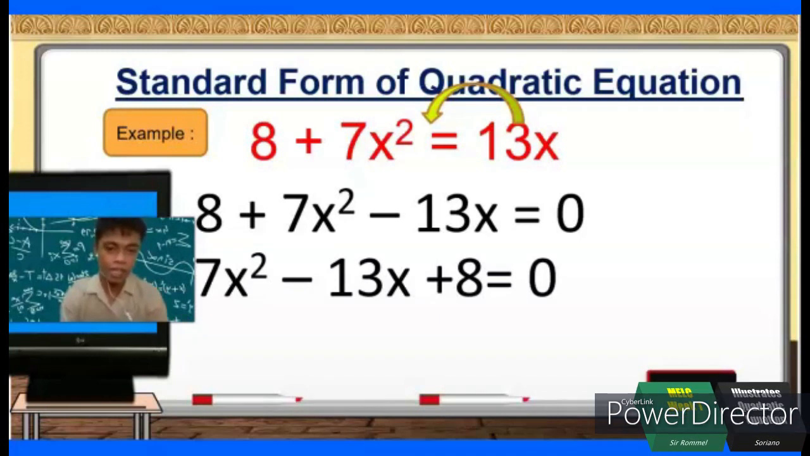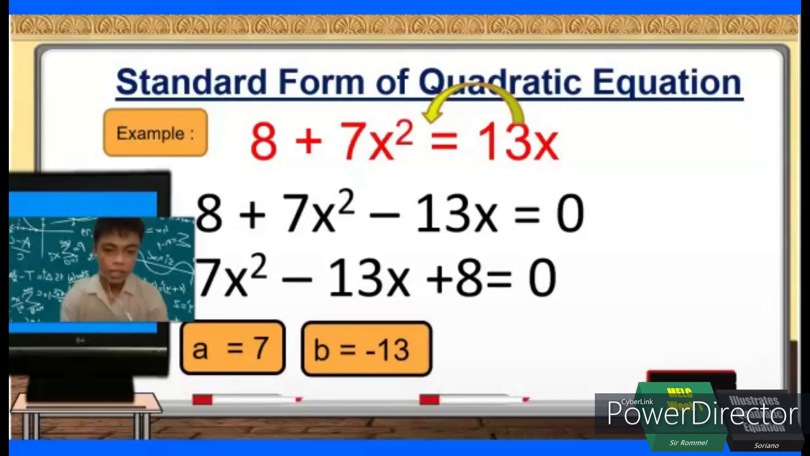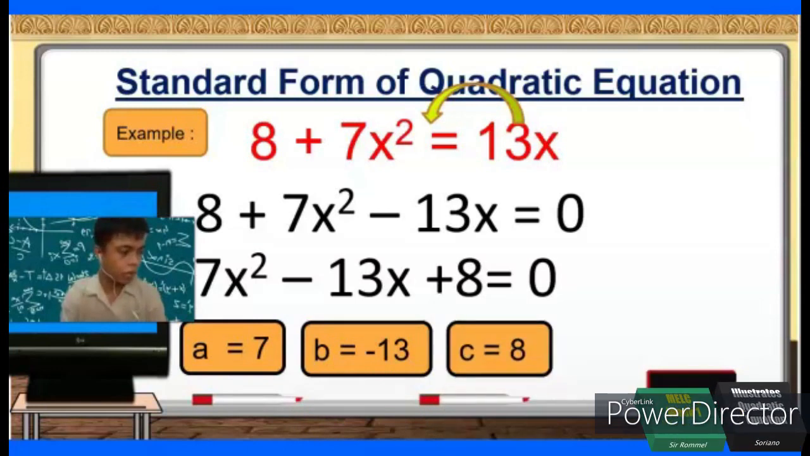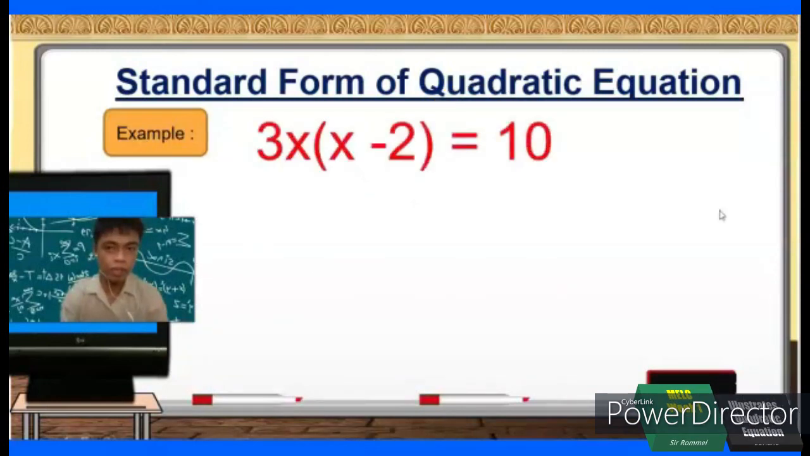Next naman, identify natin yung A, B, and C. Anyone? Okay, very good. A is equal to 7, B is equal to negative 13, and C is equal to 8. Very good sa nakakuha. Okay, next example tayo. 3x times the quantity of x minus 2 is equal to 10. Ano kayang gagawin natin? Anong property ang i-apply natin dun sa left side?